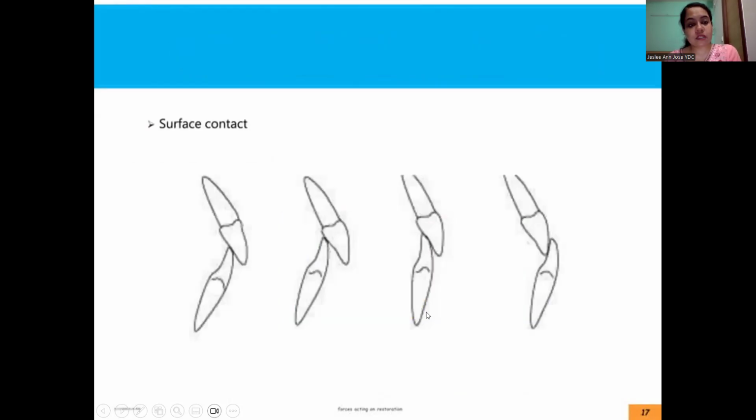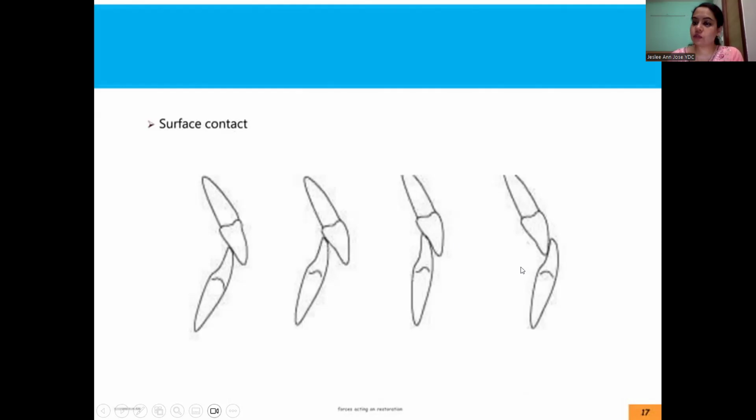When it comes to surface contact, we have the ideal situation wherein the mandibular incisal edge comes in contact with the lingual slope of the maxillary incisor. In cases of class 2, you see the mandibular central incisor's incisal edge comes in contact with the cingulum of the maxillary central incisor because of the protruding maxilla. And in case of edge to edge, the mandibular incisal edge along with a part of the facial surface comes in contact with the lingual slope of the maxillary incisor.